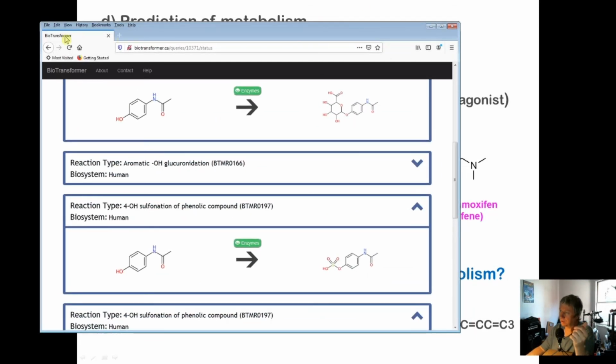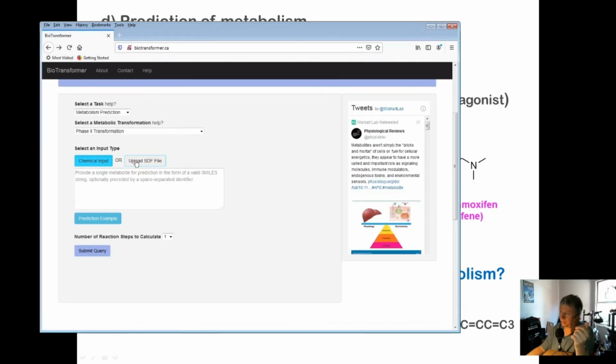Okay. So let's go back. I'm going to do the same thing, but I'm going to paste in my tamoxifen, 4-hydroxytamoxifen structure. Submit it.